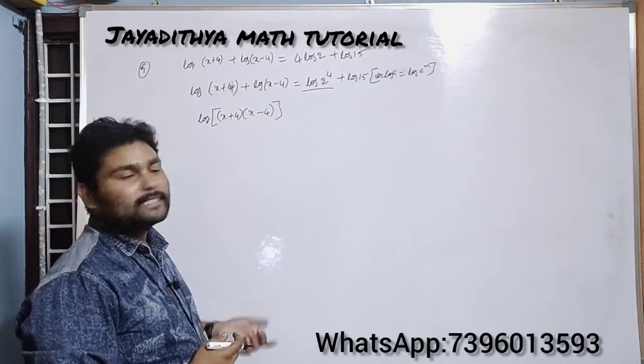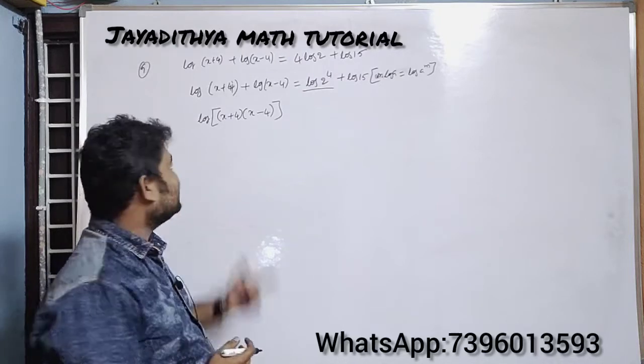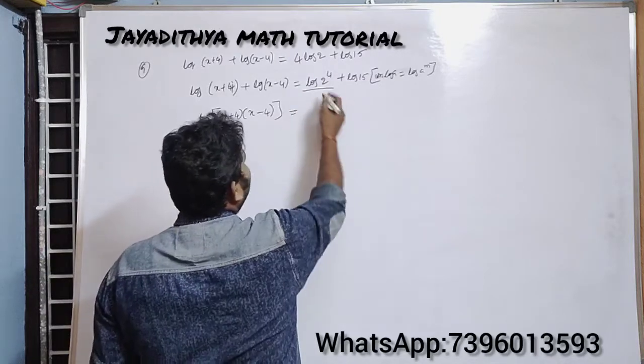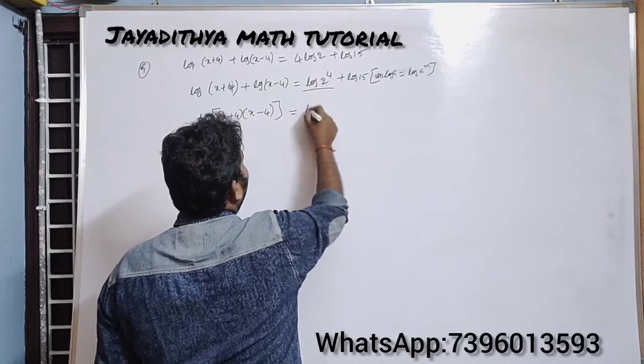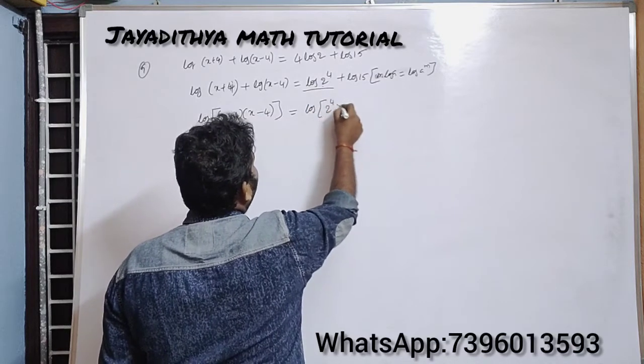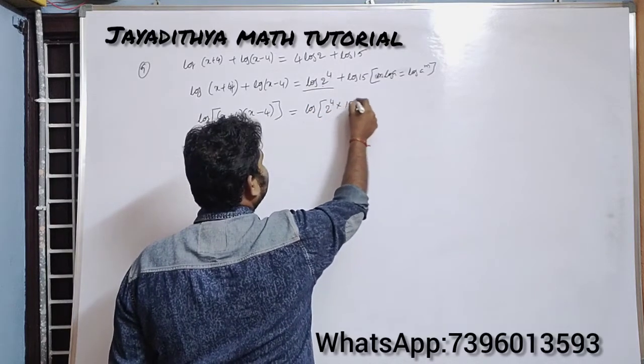Plus 4 and minus 4, they are cancelling. You should not cancel. That is multiplication, not addition. Okay, and here also you can do the same thing. This is log a plus log b. You can write as log a into b.